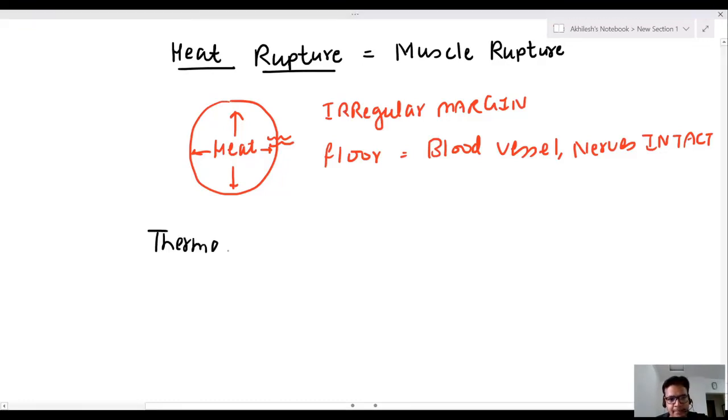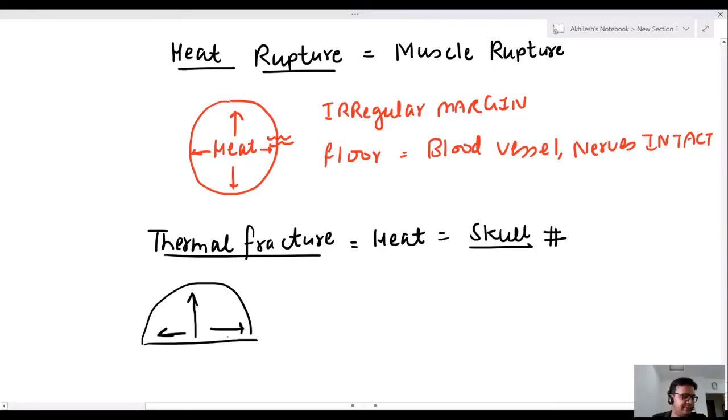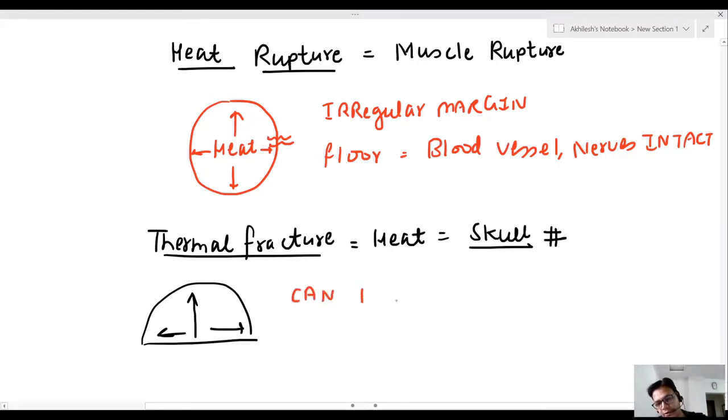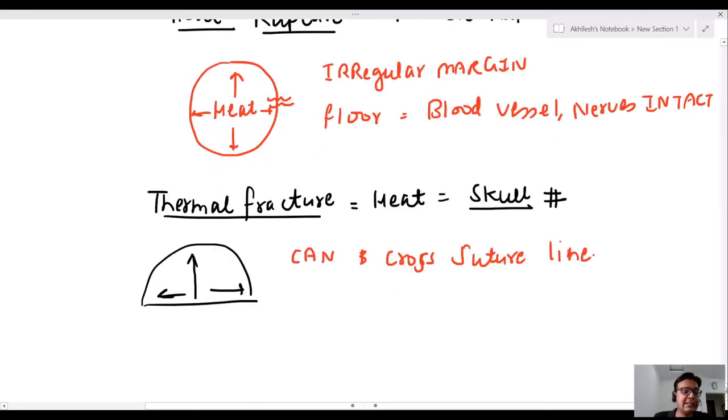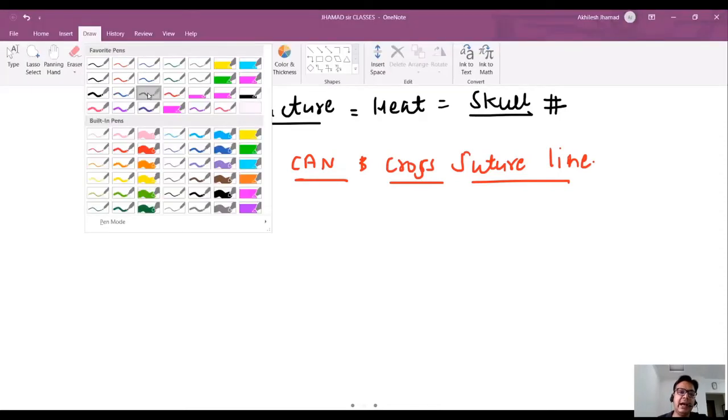Now come to the second: thermal fracture. Due to heat, we have skull bone fracture. See, this is the skull bone and there is a fracture from inside. This is known as thermal fracture. Thermal fracture can cross the suture line. In the last class which I took for forensic, I told you it never crosses the suture line, but it can cross the suture line. There is a correction. And the last is heat hematoma.